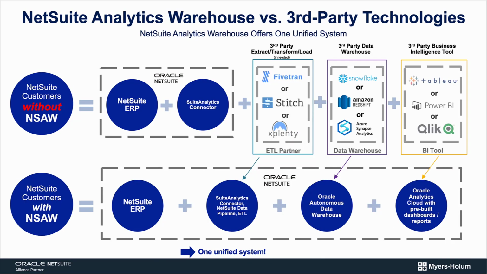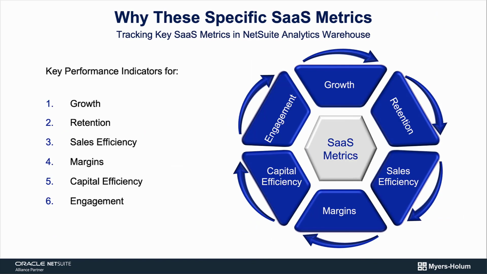So why is NSAW different than other third-party technologies? Well, NSAW is both a back-end EDW or data warehouse, as well as a front-end technology built together. So rather than needing to stitch together or comprise a full BI architecture with a data warehouse and a BI solution, NSAW is packaged together in one unified system.